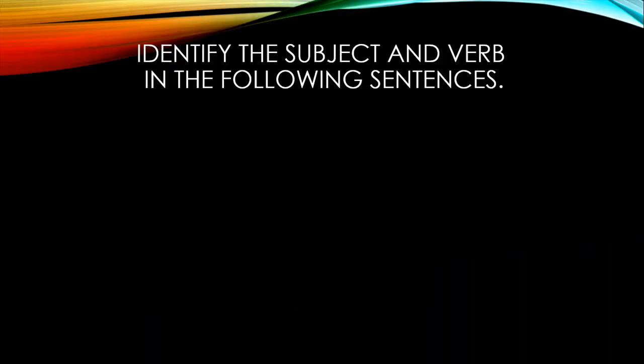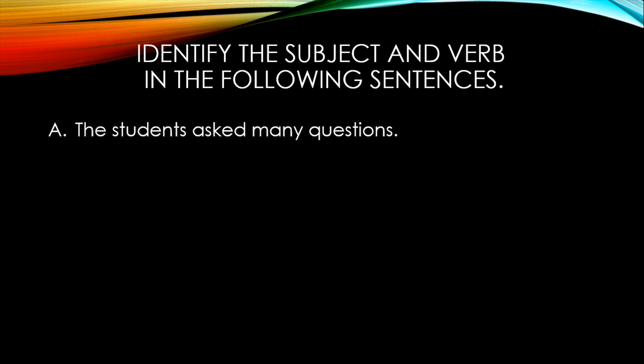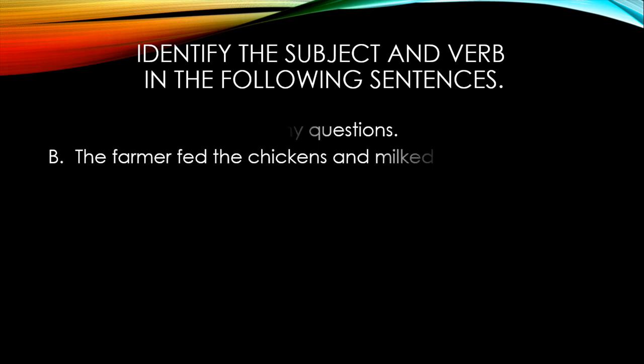All right, let's practice. Identify the subject and verb in the following sentences. The students asked many questions. Okay, here the verb is asked, and you can ask yourself who or what is asking the questions. Well, students. So students is the subject. The farmer fed the chickens and milked the cows. Here we have two verbs, a compound verb, fed and milked. The farmer is the subject because he's the one doing both the feeding and the milking.